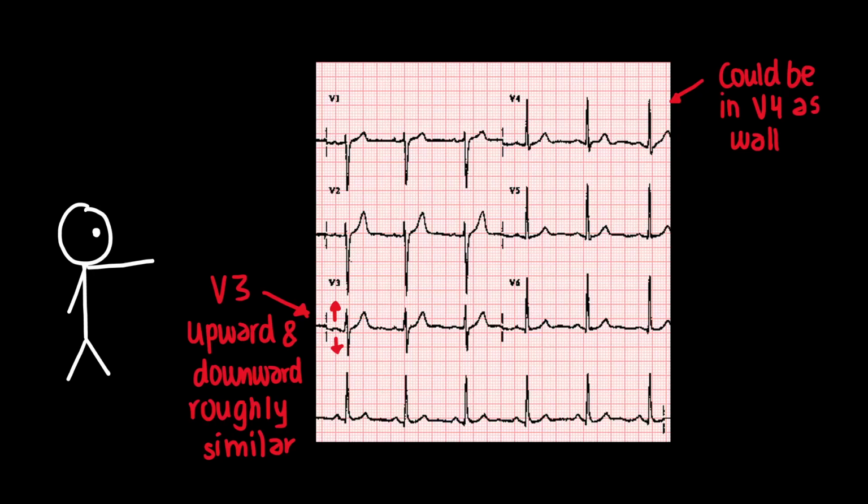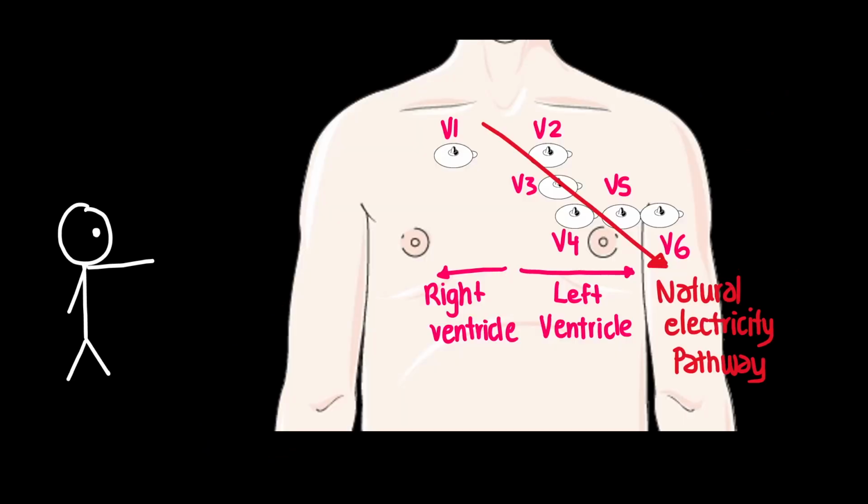And there's a point somewhere in the middle, usually around V3 or V4, where the upward and downward deflections are roughly equal, neither fully positive and neither fully negative. The lead is sitting perpendicular to the electrical direction. This is called the transition zone. And knowing where it falls tells you something important about the heart.